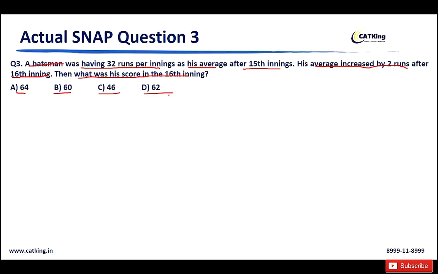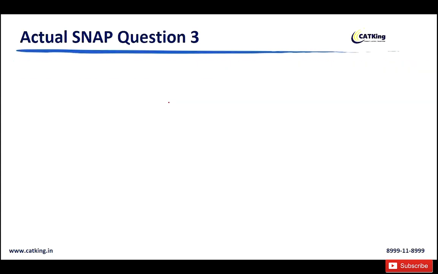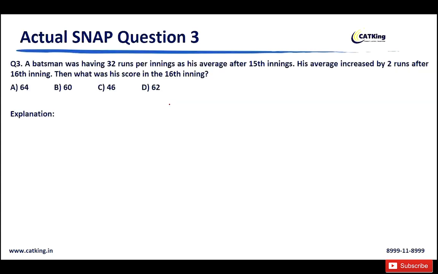Now guys, again I would urge you to pause the video right here. We have solved a lot of questions pertinent to the topic of average, and it's a pretty simple question. I'm sure you will get it right, but in case you don't, please have a look at the solution as well. So if you see, we know that there were 32 runs per innings, that is the average, for 15 innings. Therefore, the total score after 15 innings will be equal to 15 into 32, that is 480. So 480 is the total score till 15th inning.